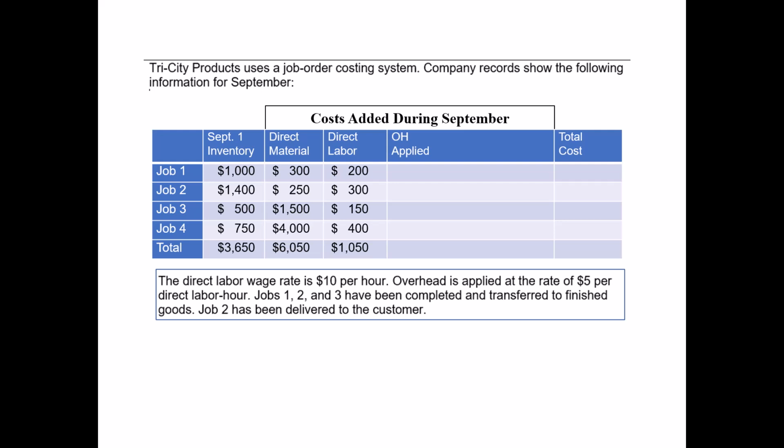The direct labor wage rate is $10 per hour. Overhead is applied at the rate of $5 per direct labor hour. Jobs 1, 2, and 3 have been completed and transferred to finished goods. Job 2 has been delivered to the customer.